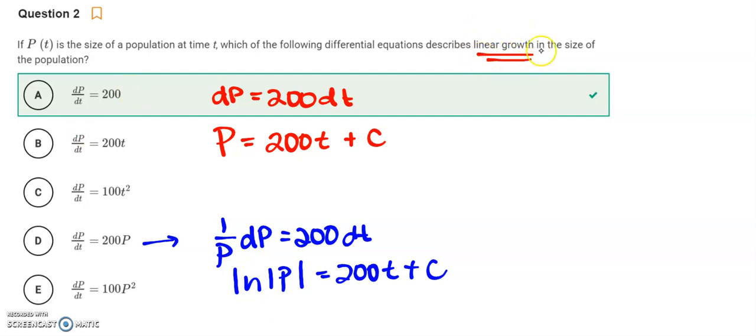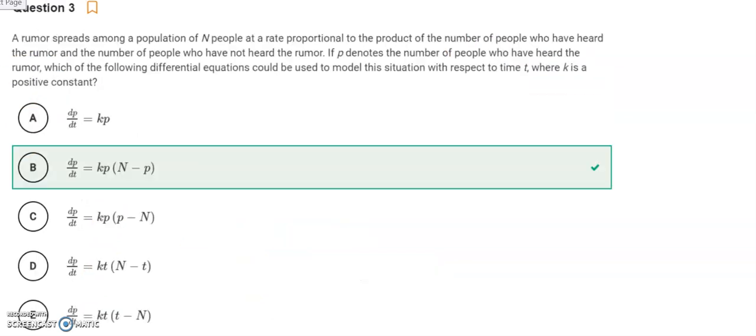Another way to think about it is linear growth. Well, linear means a line. Growth would be a positive slope. So which one of these is just a constant positive slope? That's going to be A.